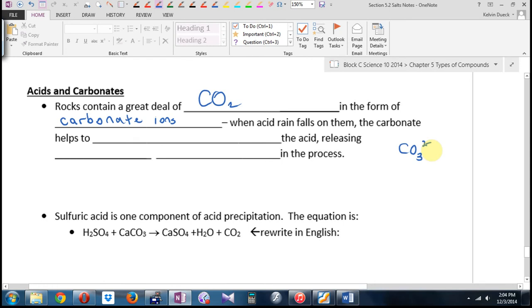Okay. When acid rain falls on them, the carbonate helps to neutralize the acid, releasing carbon dioxide in the process. When acid rain falls on certain types of rocks, limestone and other types of rocks, it turns out as it erodes the rocks give off carbon dioxide, which is a greenhouse gas.